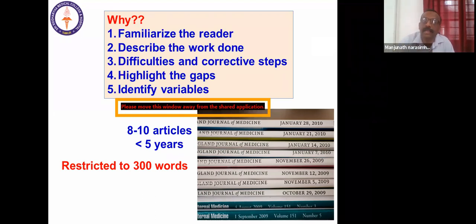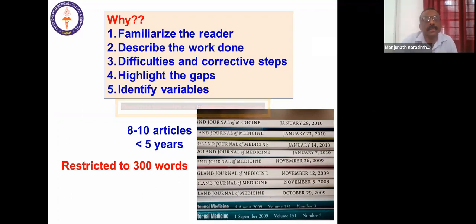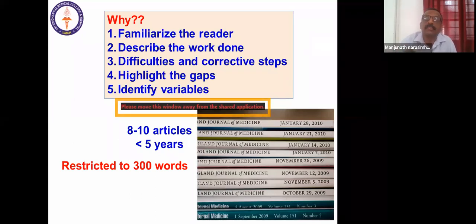Whenever you are selecting the articles, see that you take those less than 5 years old, as already told. Ideally, 8 to 10 articles is sufficient. There is no need to have 20-30 articles for your synopsis. If they are available, reserve them for your final dissertation. But as of now, for the synopsis, reserve only 8 to 10 articles. If it is very rare and you don't have any articles, even 5 years is sufficient, but you should show that a sufficient search has been done.